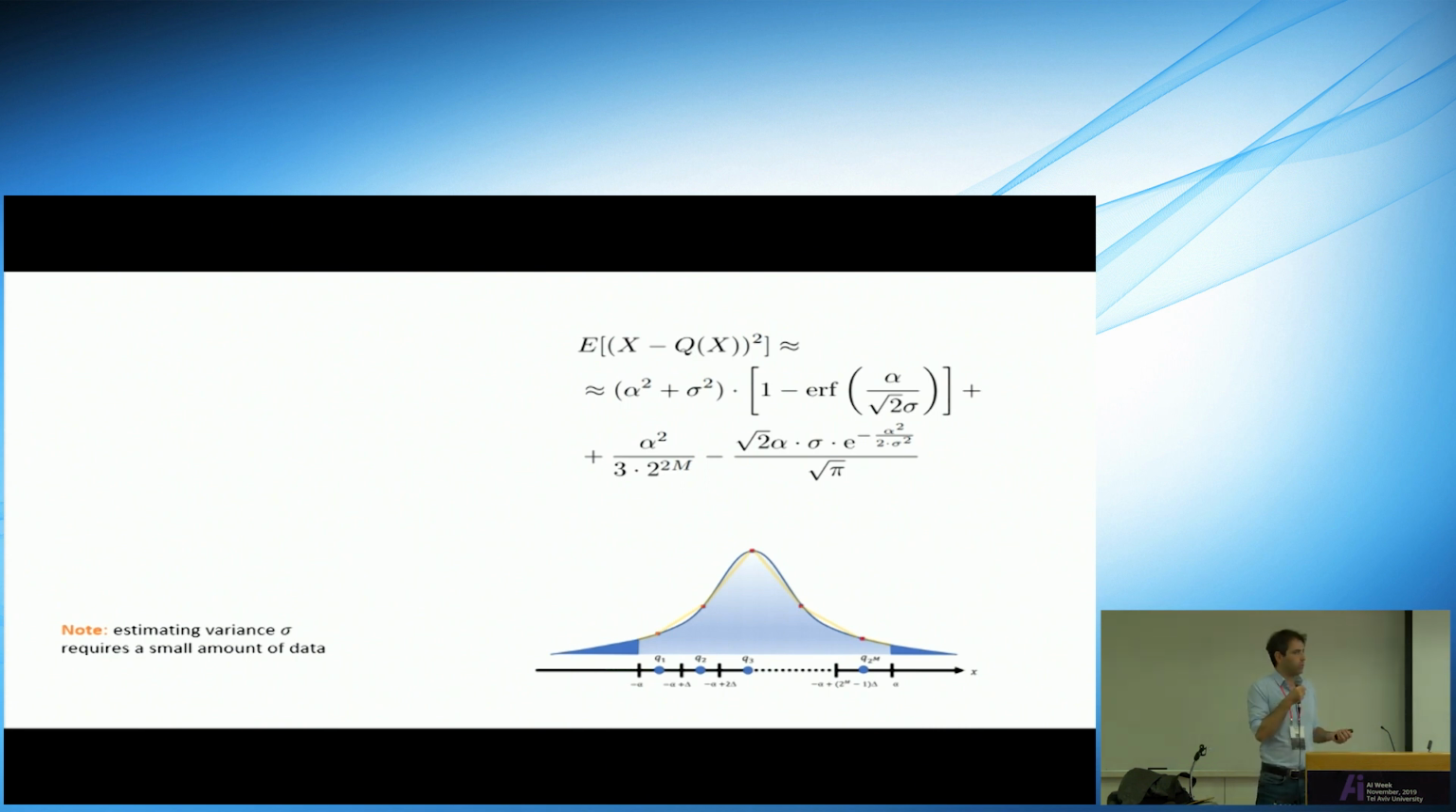You can try to differentiate this and optimize and get the optimal alpha, the clipping value, which gives you the minimum mean square error. Note that the expression is determined by sigma, the variance, which we need to calculate. We do so using a small amount of unlabeled data.